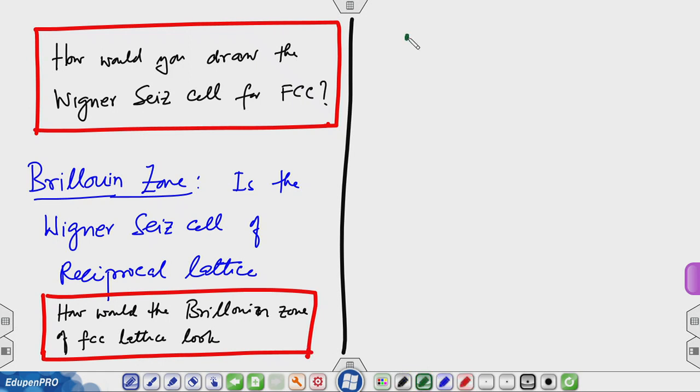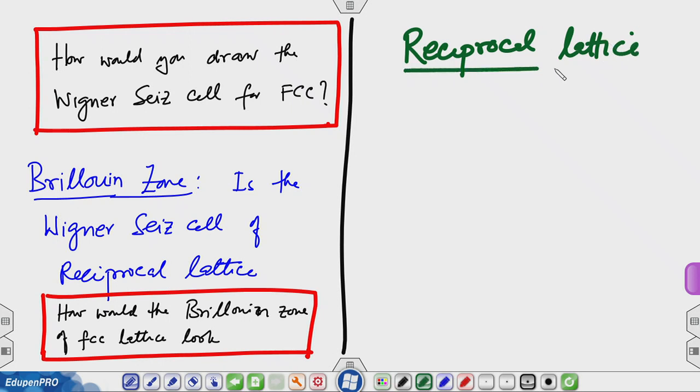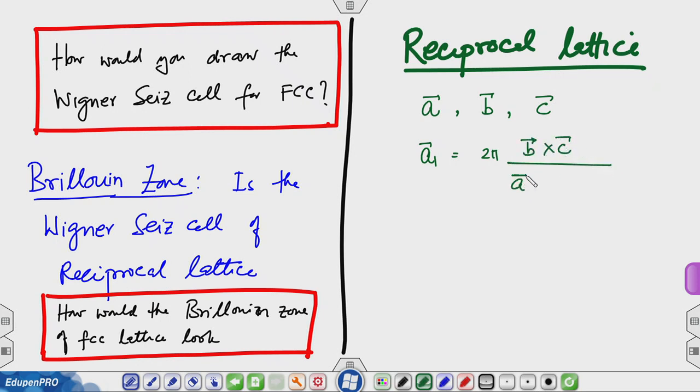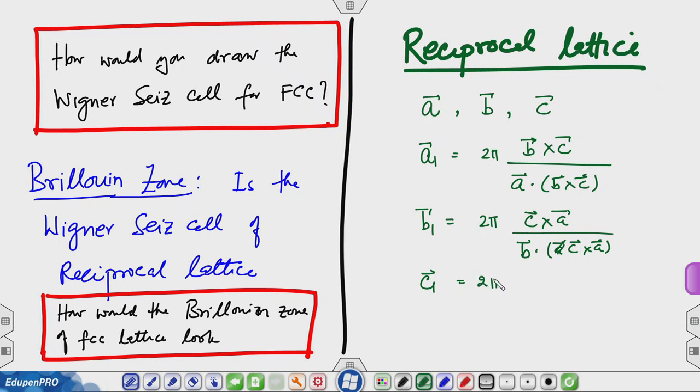Now, we had talked about reciprocal lattice in the previous lecture, and what we had said was, given the regular lattice vectors A, B and C, the corresponding reciprocal space vectors are A1 equals 2 pi B cross C over A dot B cross C, B1 is equal to 2 pi C cross A over B dot C cross A, and C1 is equal to 2 pi A cross B over C dot A cross B. This is in 3D.